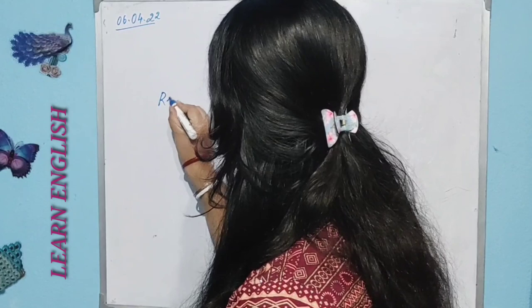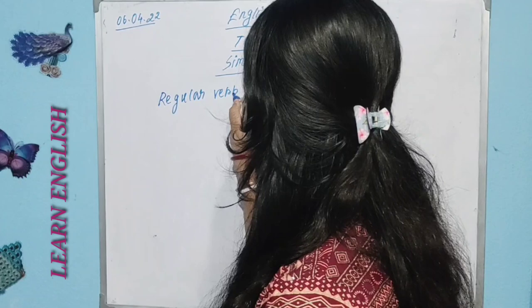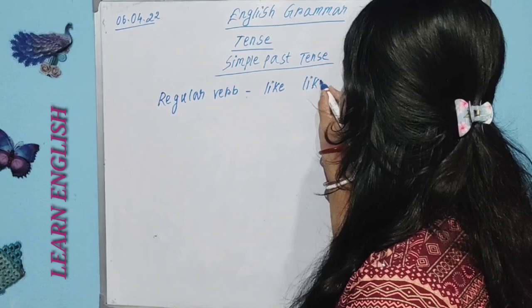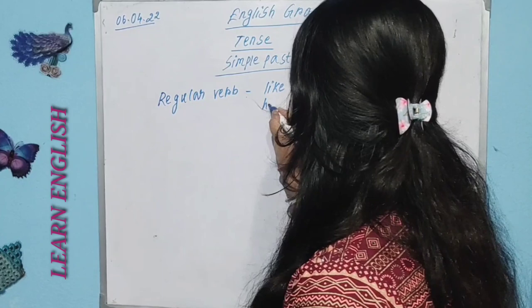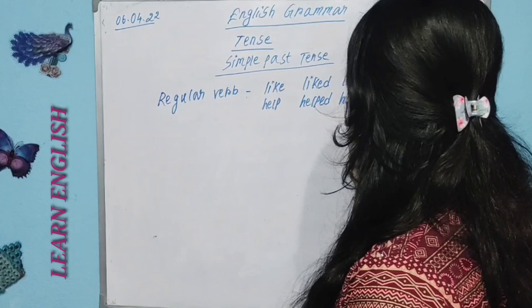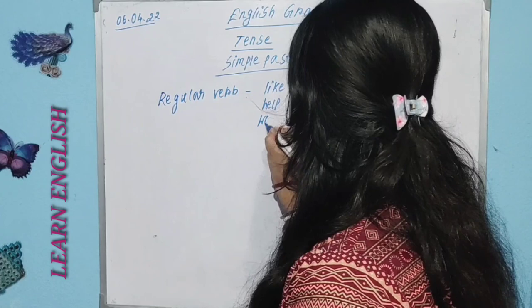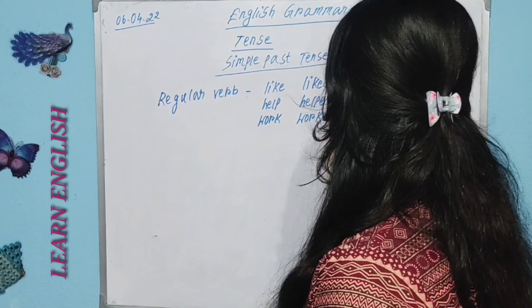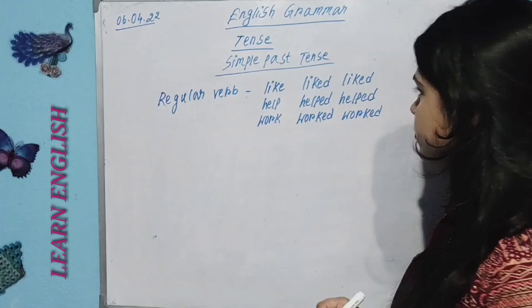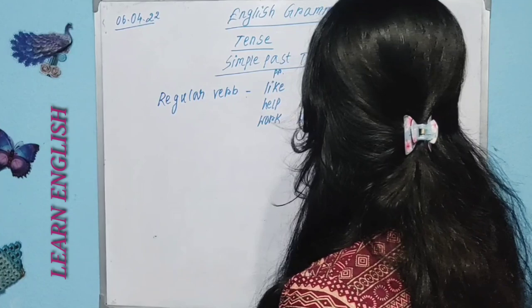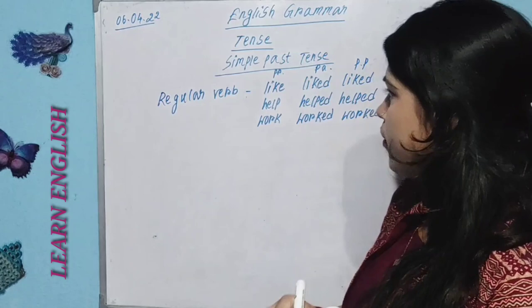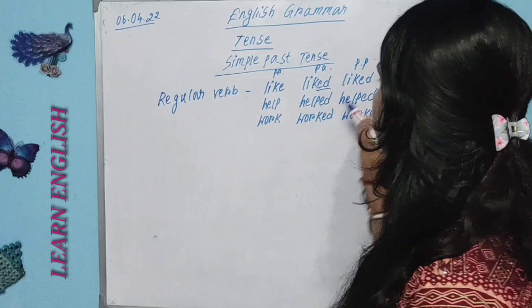Regular verb, I will give you some examples. Like, liked. Help, helped. Work, worked. So this is the present form, this is the past form, and this is the past participle form. So in case of regular verbs, ed is added to the past form and past participle form of the verb.